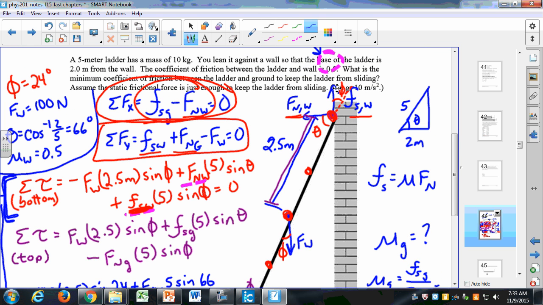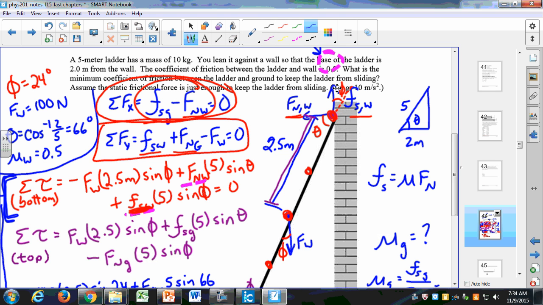And then the big part of these problems is writing your equations correctly. We always start with our sum of the forces in the x and the y. Those are going to equal 0. And then you have to sum your torques, because in these problems you have more than 2 unknowns. And if you have more than 2 unknowns, you need more than 2 equations. While these are independent equations, you need a third independent equation.